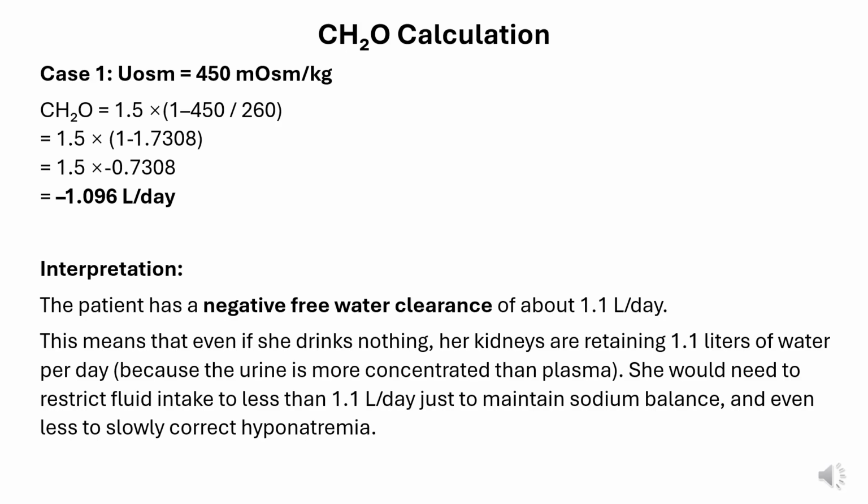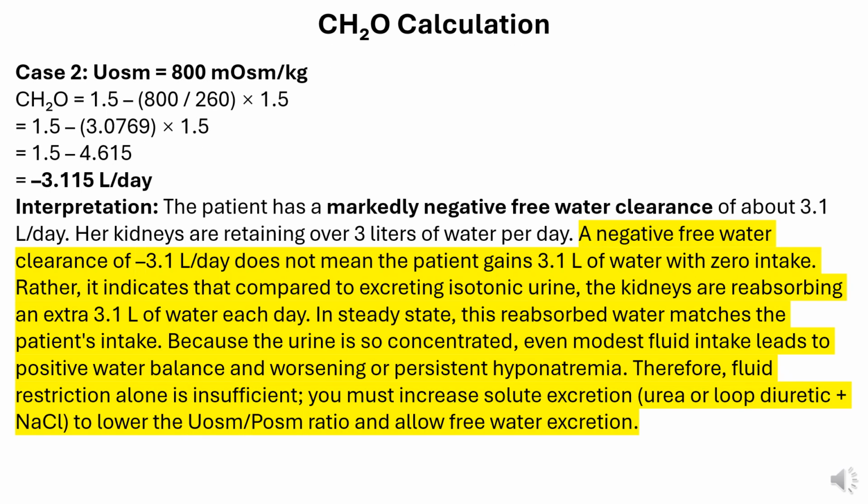Interpretation. The patient has a negative free water clearance of about 1.1 L/day. This means that even if she drinks nothing, her kidneys are retaining 1.1 liters of water per day because the urine is more concentrated than plasma. She would need to restrict fluid intake to less than 1.1 L/day just to maintain sodium balance, and even less to slowly correct hyponatremia.